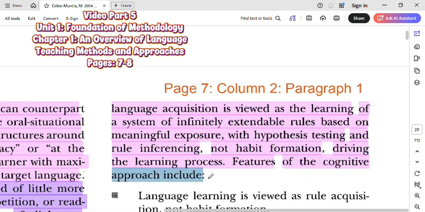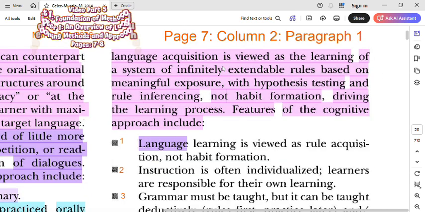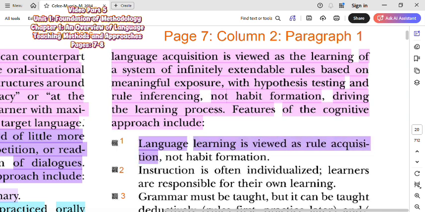Features of the cognitive approach include, page 7, column 2, paragraph 1 and 2. Bullet point 1. Language learning is viewed as rule acquisition, not habit formation. Bullet point number 2. Instruction is often individualized. Learners are responsible for their own learning.